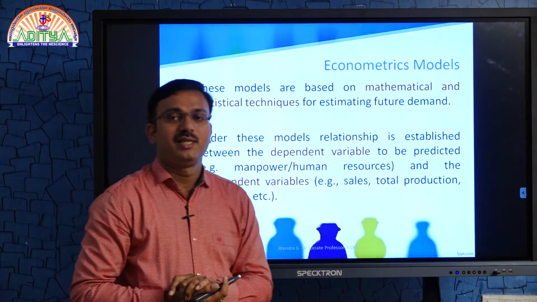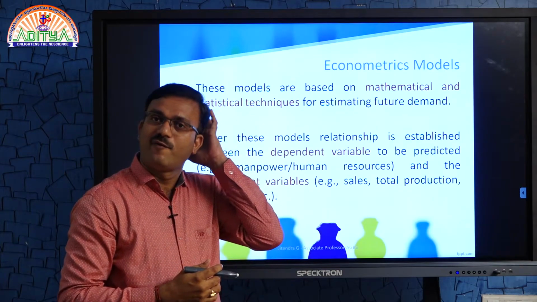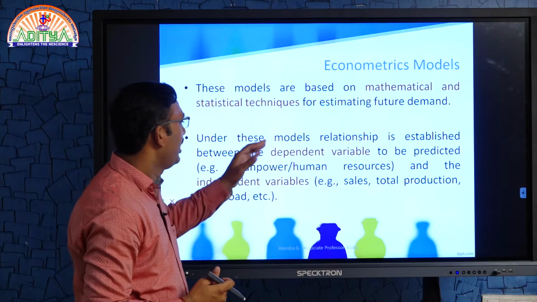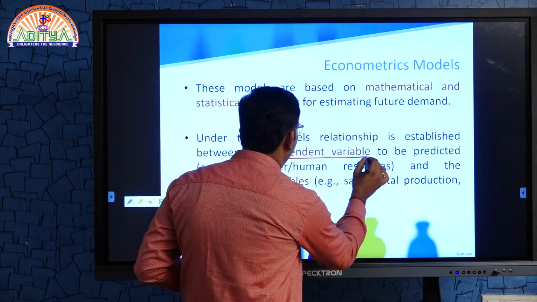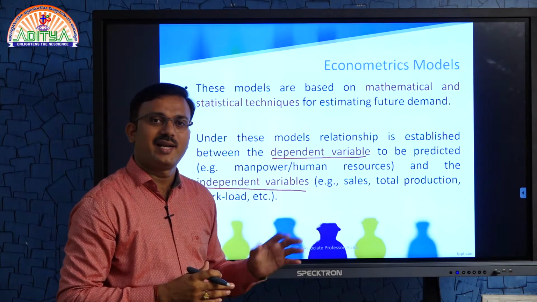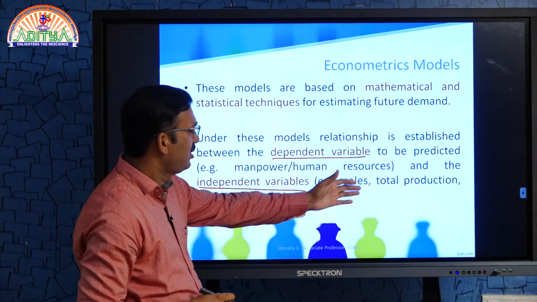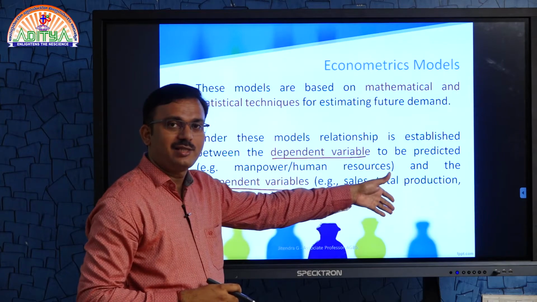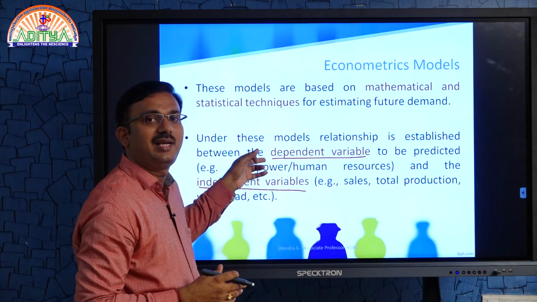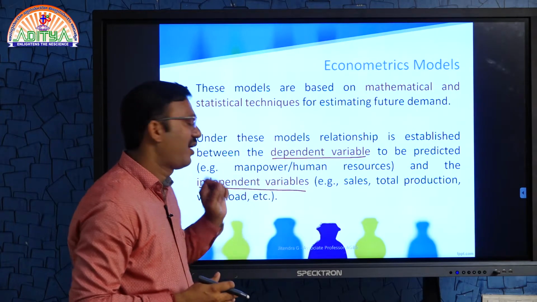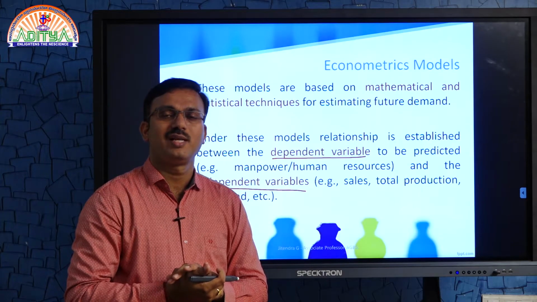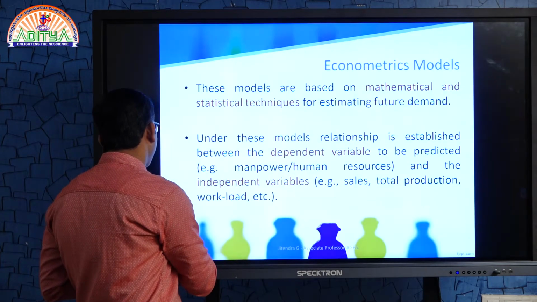Next method is econometric models. These econometric models use mathematics and statistical techniques, and they estimate the future demand of employees. Here they study the relationship between dependent variables and independent variables. Under this model, they establish a good relation between dependent and independent variables. Independent variables are like sales, total production and workload. When sales, total production and workload change, based on these independent variables we can estimate the number of people that are going to be required. This method is used when companies are running with a large number of people in the organization. Usually large scale industries use this kind of statistical method called econometric.